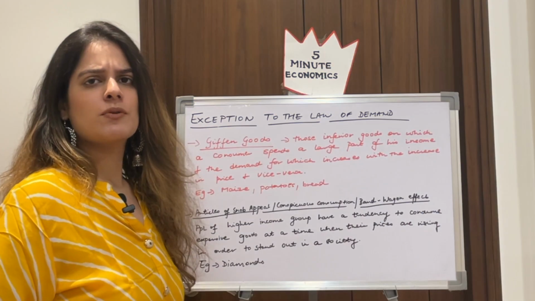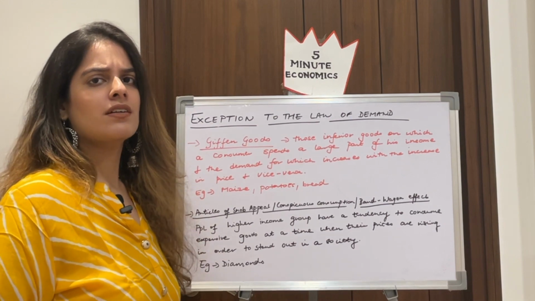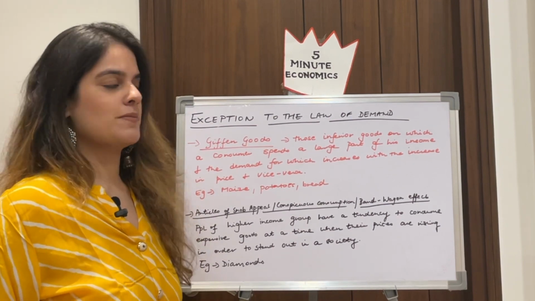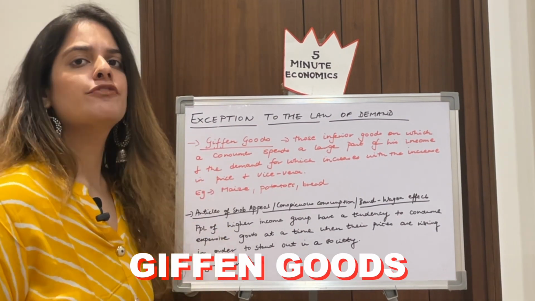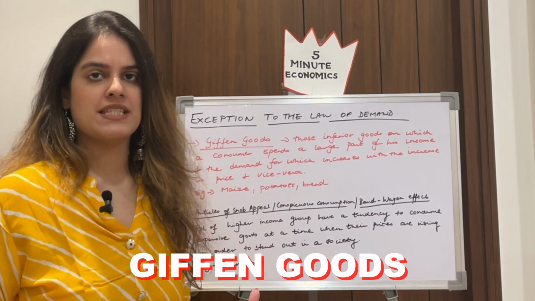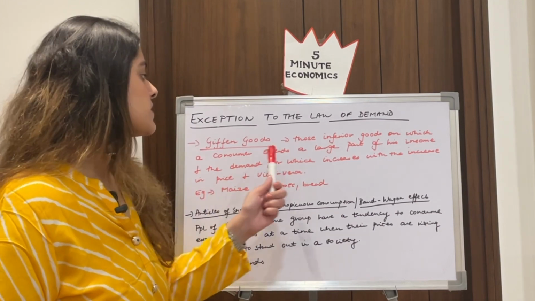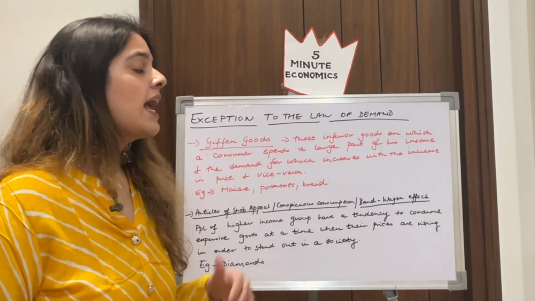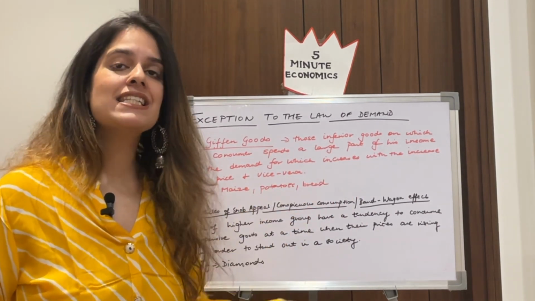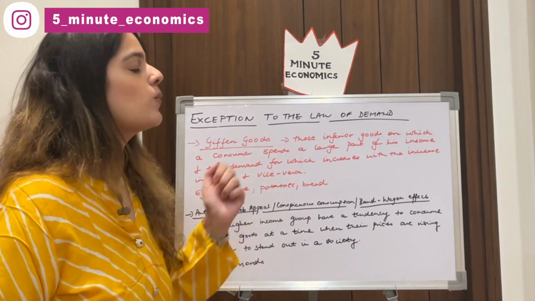So now guys, I'll be explaining the reasons why the demand curve is positively shaped at times. Number one reason is Giffen goods. Now what are Giffen goods basically? Giffen goods are those inferior goods on which the consumer spends a large part of his income, and the demand for which increases with the increase in price, and vice versa.